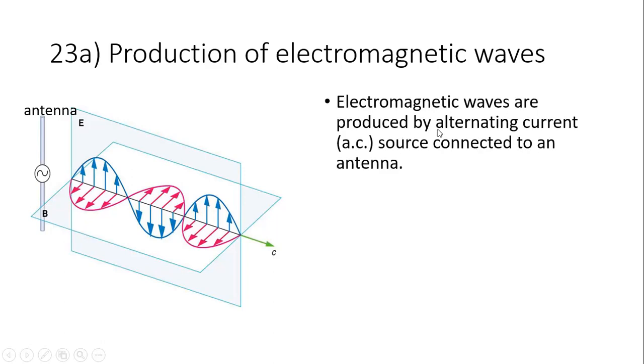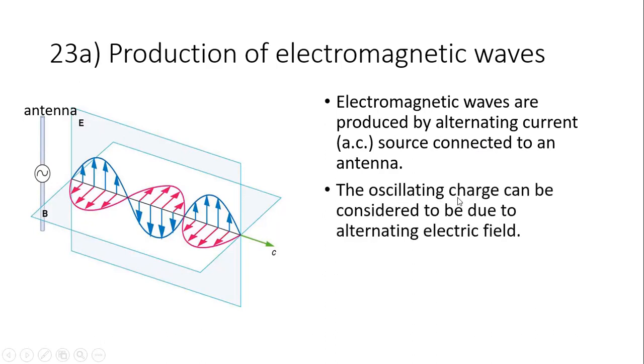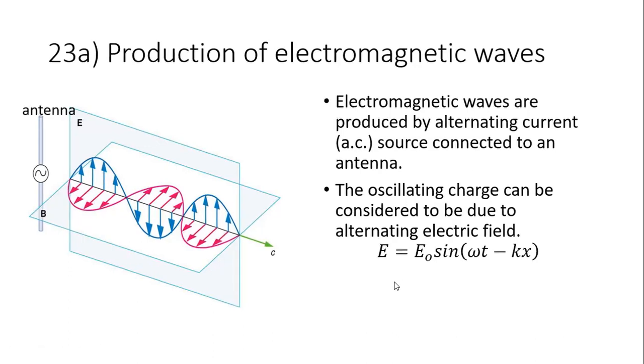So electromagnetic waves are produced by an alternating current source connected to an antenna. The antenna, Americans will call it an aerial, I think. The oscillating charge can be considered to be due to an alternating electric field. Since the charge is moving up and down, there must be a positive plate on top and a negative plate below, and the two plates keep on changing. So there's an alternating electric field. That's how it produces the electric field. That's the equation for it to be traveling in the positive x direction.